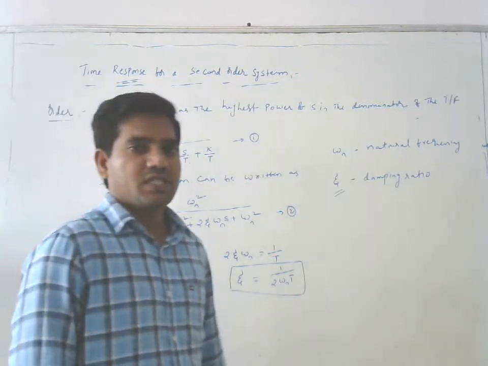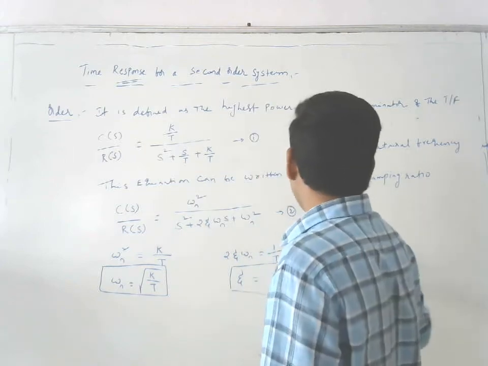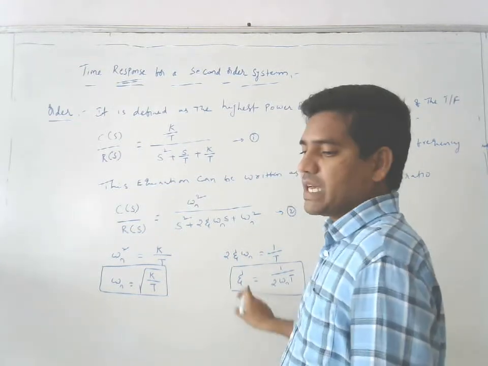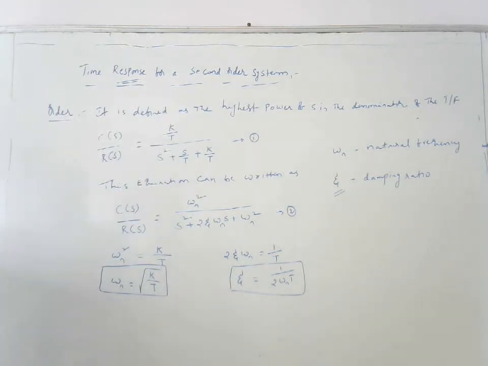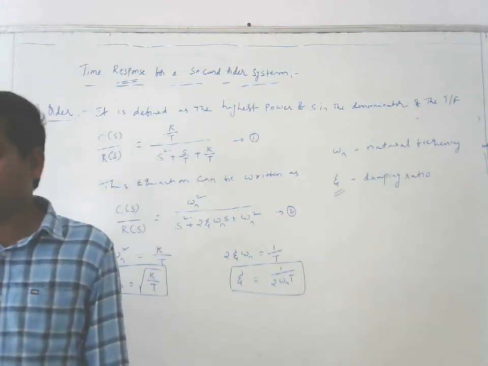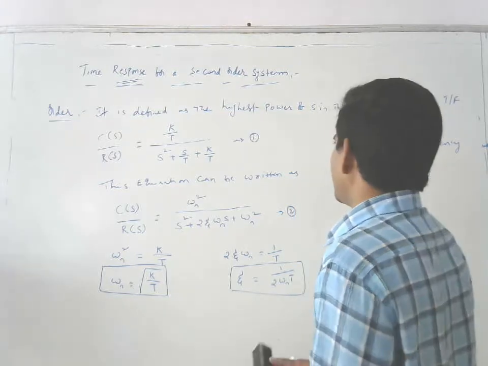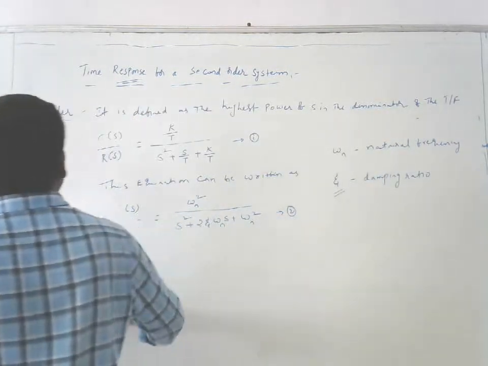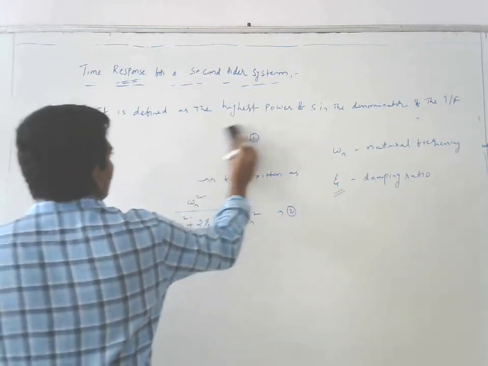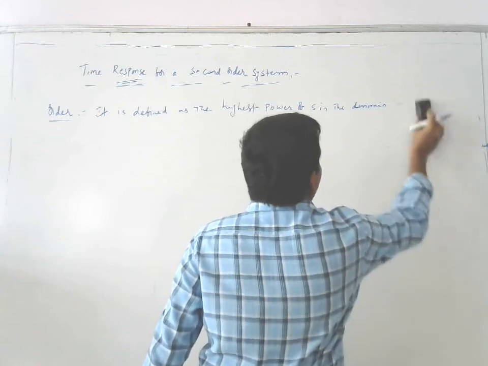The output of the system, that is the time response of a second order system, always depends upon the value of zeta. That means if the value of zeta varies, automatically the system response also varies. Now how are we going to define the damping ratio? The damping ratio is nothing but the ratio of actual damping to critical damping. We call it the damping ratio.